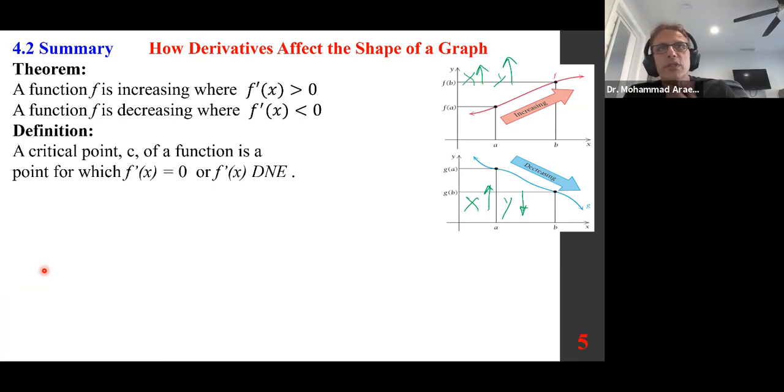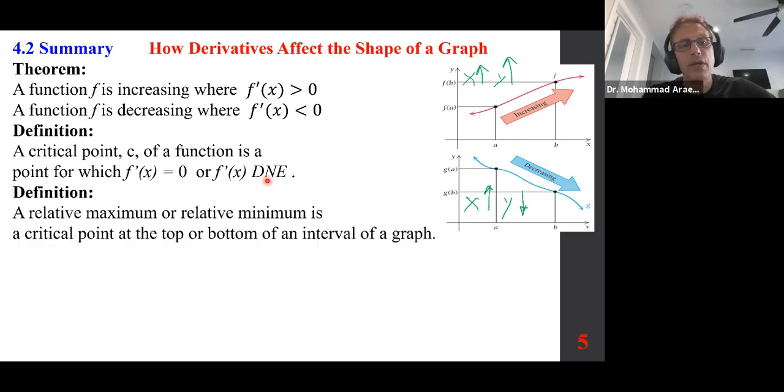A critical point was defined. You find f prime where f prime is 0 or f prime doesn't exist. Those are critical points. A relative extrema, okay, that means a relative max or relative min occurs at a critical point at the top or bottom of an interval of a graph.